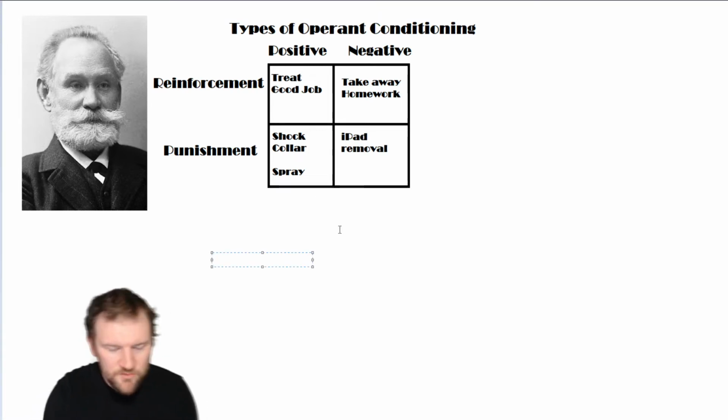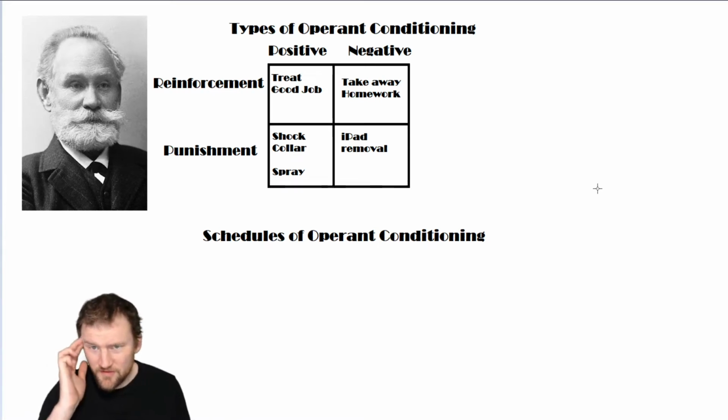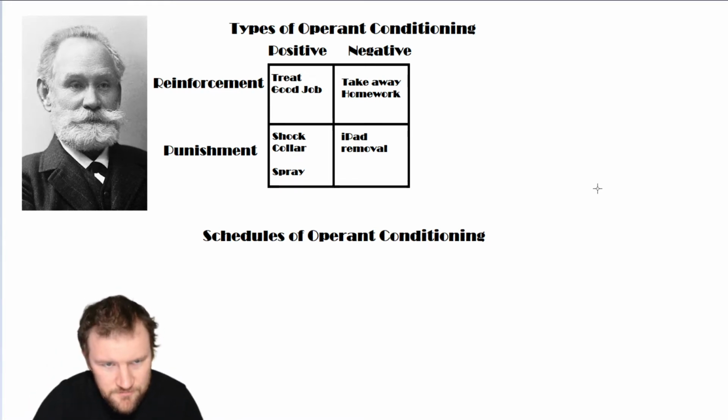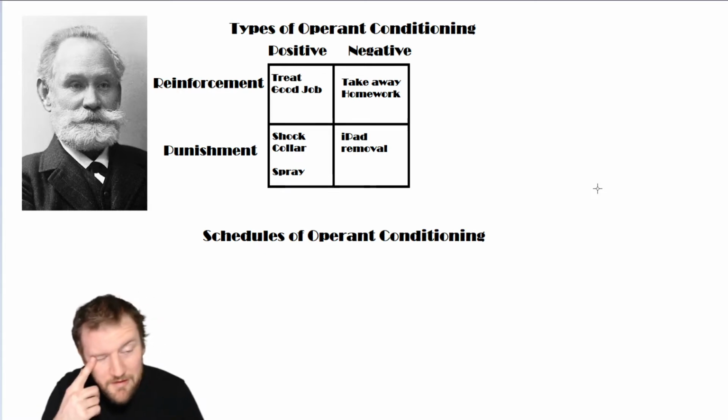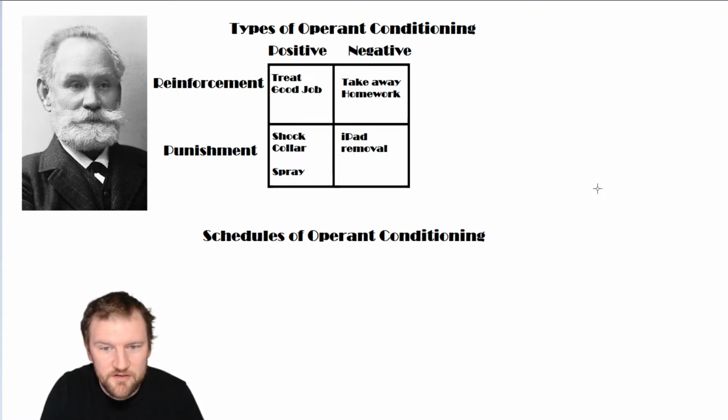There's also schedules of operant conditioning. And they also work on a grid like this. But first, most of you probably have dogs. And some of you have probably trained your dog to do something even as simple as sit. Sit's pretty easy. You can probably successfully train a dog to sit in just about 100 seconds. It's pretty easy using operant conditioning.